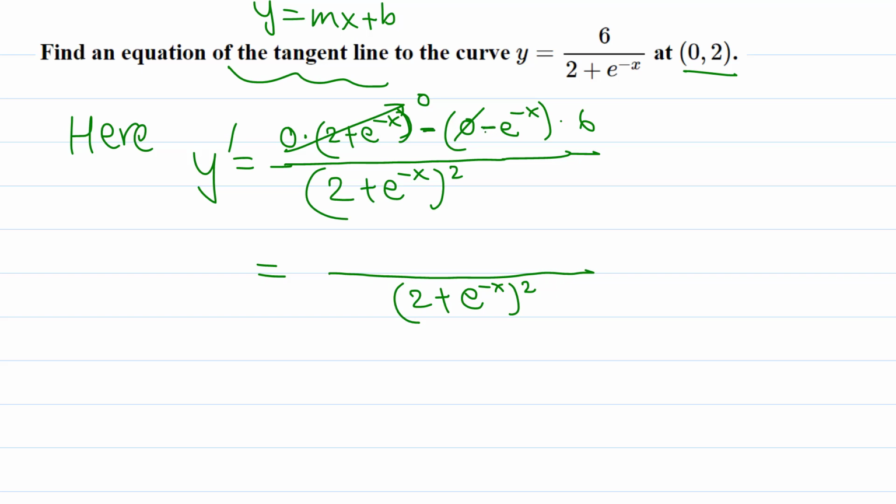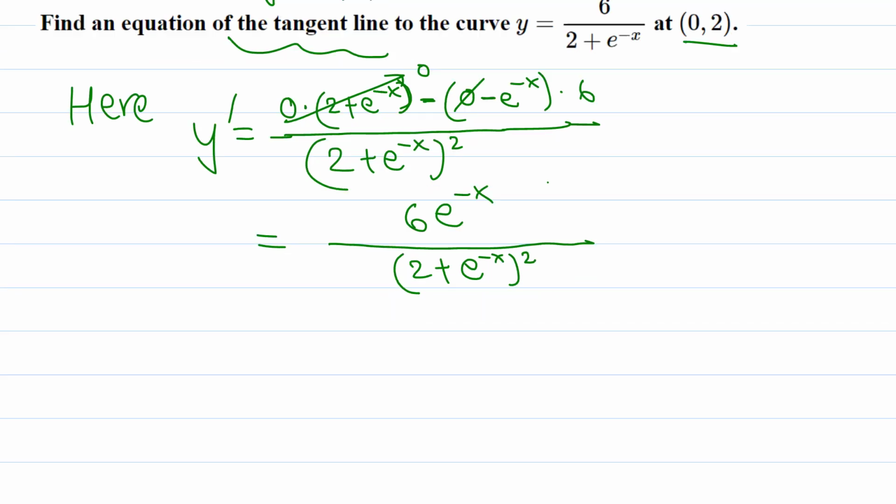This minus and this minus becomes plus. We don't have to write it. So e to the negative x times 6. So I'm going to write 6 first, e to the negative x. Okay, do not cancel anything. Good. We are done with the derivative. So this is the derivative of this function.